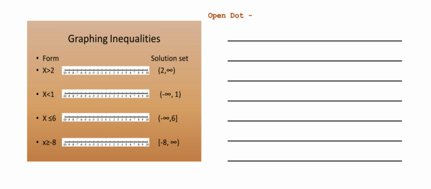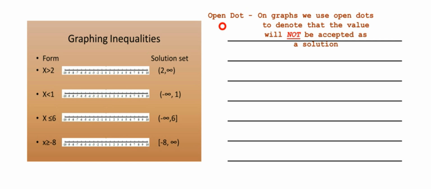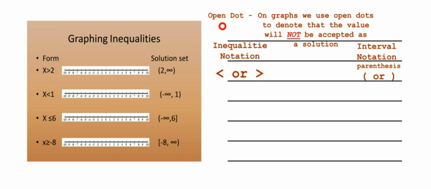Well, let's start out with an open dot definition. On graphs, we use open dots to denote that the value will not be accepted as a solution. So, in inequality notation, if you have less than or greater than symbols, in interval notation, if you have parentheses, then both of these scenarios define that it's not an acceptable solution. So if you see less than or greater than inequalities, it means it's not acceptable as a solution. If you see parentheses, then it also implies it's not acceptable as a solution.